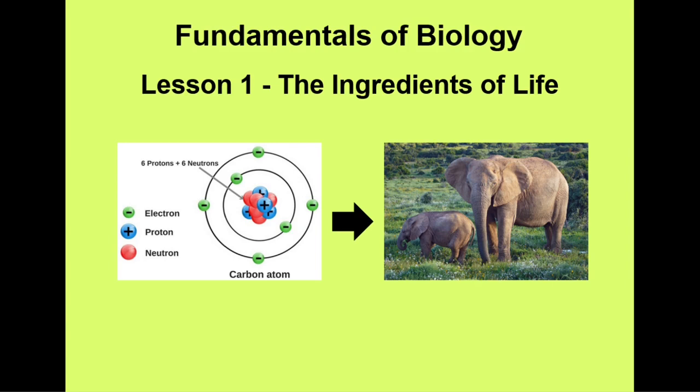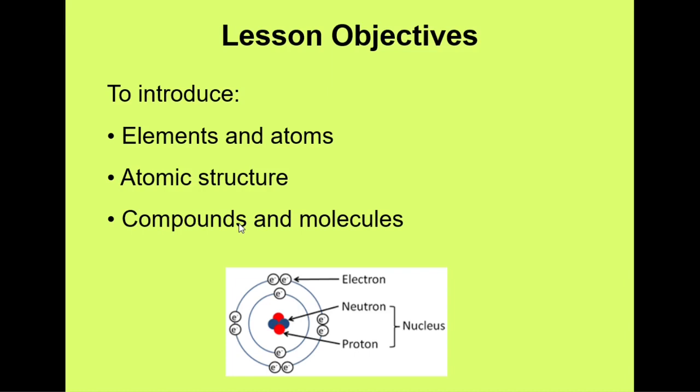So today we're going to start by taking a look at elements and atoms. Then we're going to take a little bit of a closer look at those atoms by looking at the atomic structure. And then we're going to talk about how we get from basic atoms up to the complexity of life that we see around us.